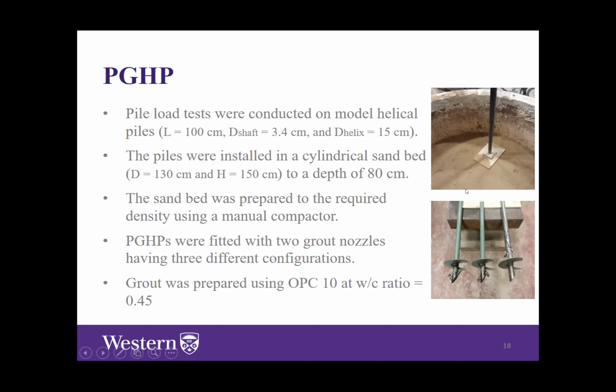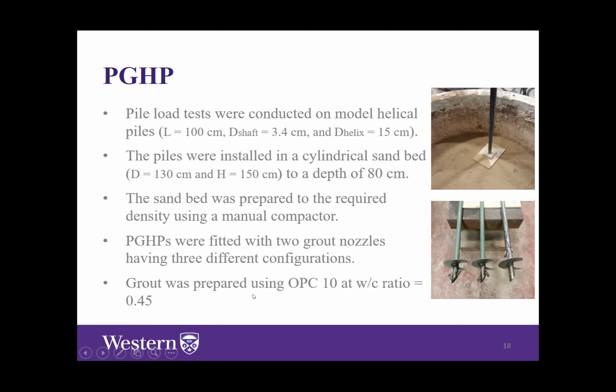The piles were installed in a cylindrical sand pit, like this one here, having a diameter of 1.3 meters and a depth of 1.5 meters. The piles were installed to a depth of 0.8 meter. The sand bed was prepared to the required density using a manual compactor. We conducted these tests in loose, medium, and dense sand, in order to investigate the improvement in the 3 sand conditions.